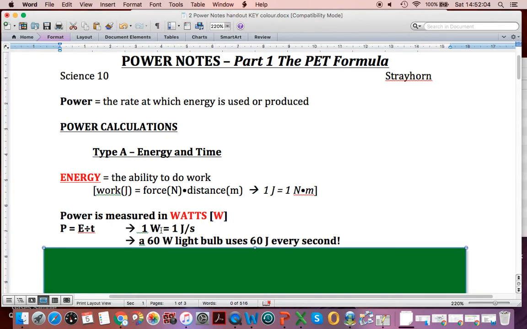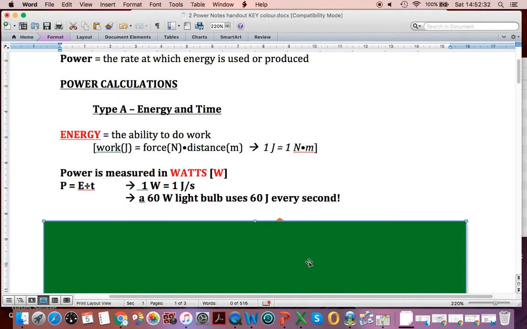You might have seen a 40-watt light bulb. That's using 40 joules of energy every second. If it's a 60-watt light bulb, that's going to be 60 joules of energy every second. Now you might be saying, well, what's a joule? Well, if you pick up something that requires a force of 1 Newton, maybe like an apple, and you lift it 1 meter, you have put in 1 joule of energy into that apple.